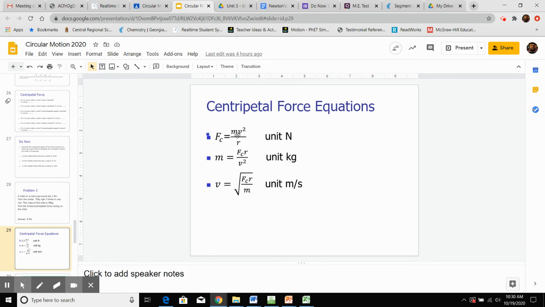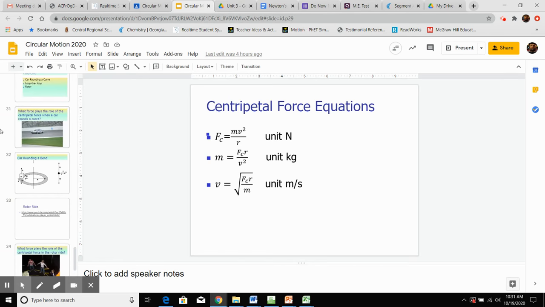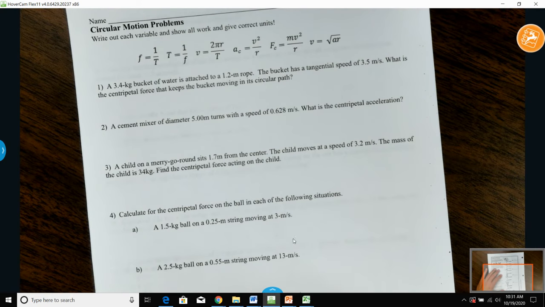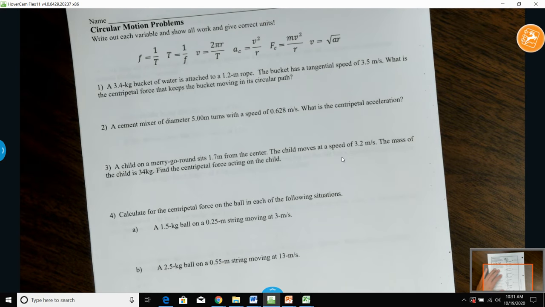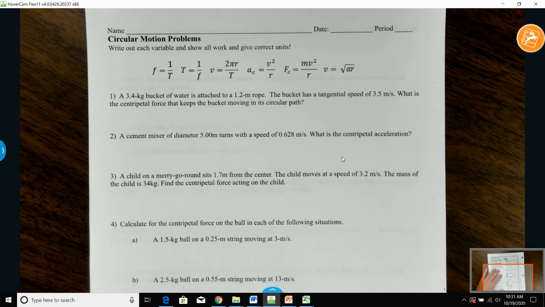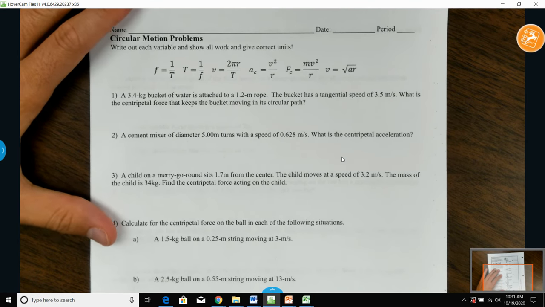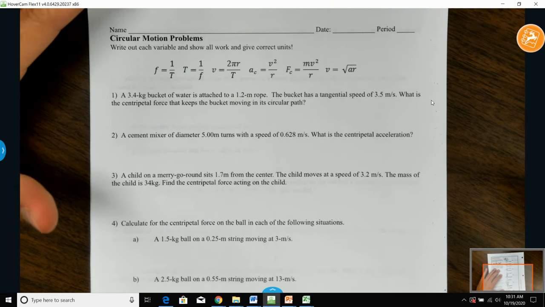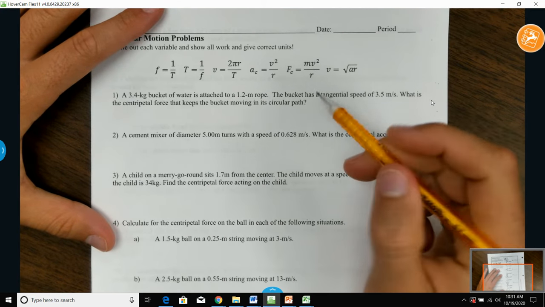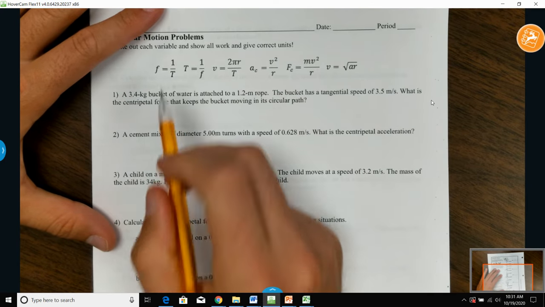All right, so the units we're going to use: newtons for force, kilograms for the mass, meters per second for velocity, and meters per second squared for acceleration. The rest of that we don't really need. So I just wanted to go through your assignment for today. Knowing what the variables are now, you can hopefully deal with this a little bit better. So just for a couple of examples here, what is centripetal force?